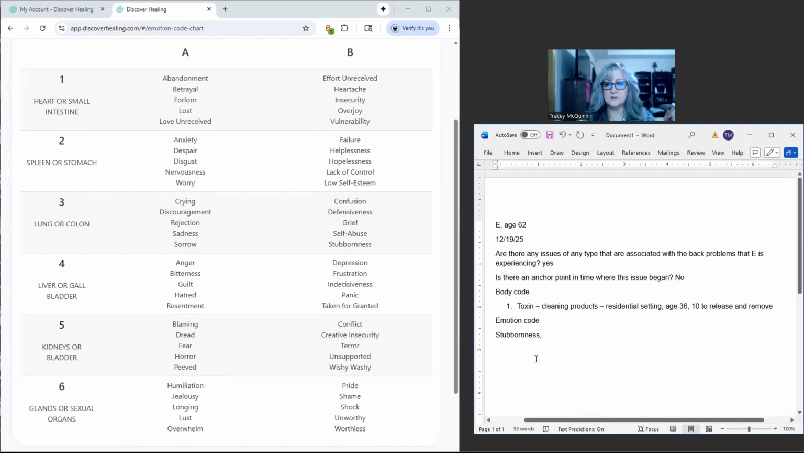So stubbornness, is this 3? Is this 10? Is this an inherited trapped emotion? Is it preconception? Is it heart wall? Is it hidden heart wall? Is it from this lifetime? No. Is it from another lifetime? Is it from a different lifetime?